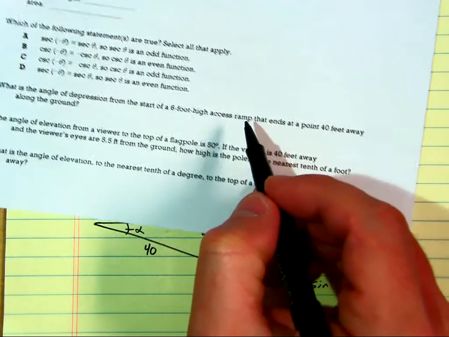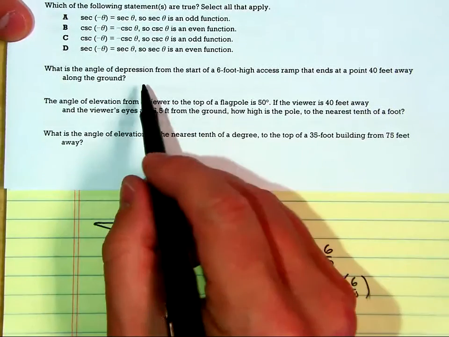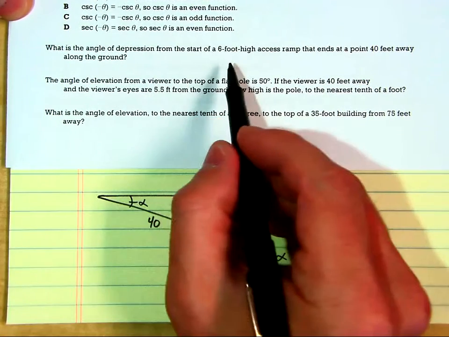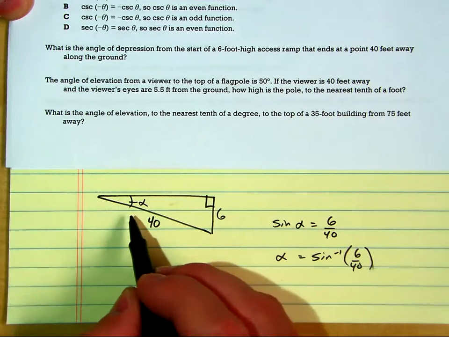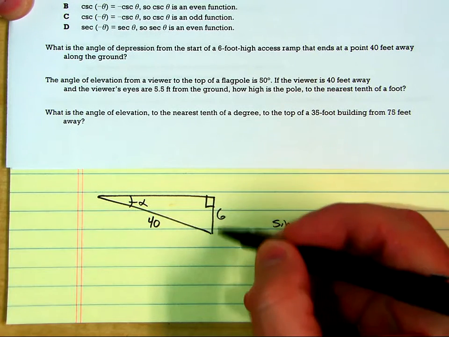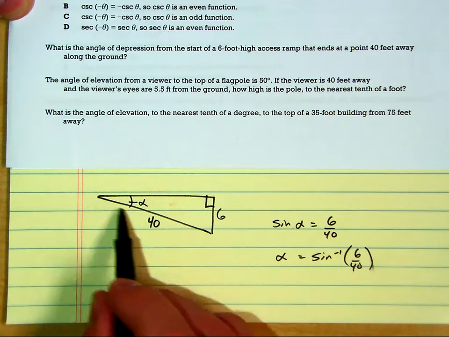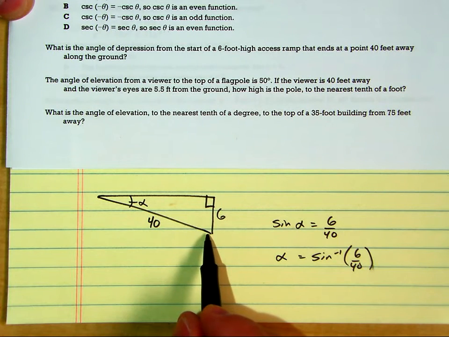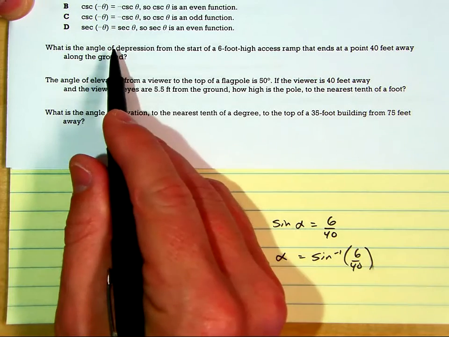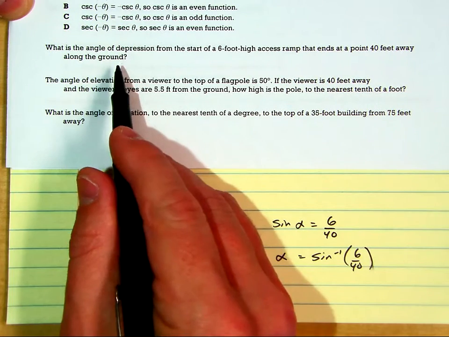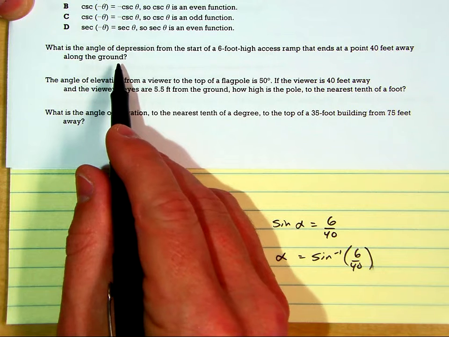Okay, we're going to get right into this problem right here. Angle of depression from the start of a 6-foot high access ramp. I drew a diagram down here. This is the 6-foot high access ramp that ends 40 feet away. So it ends 40 feet away, that's the question up here, 40 feet away along the ground.